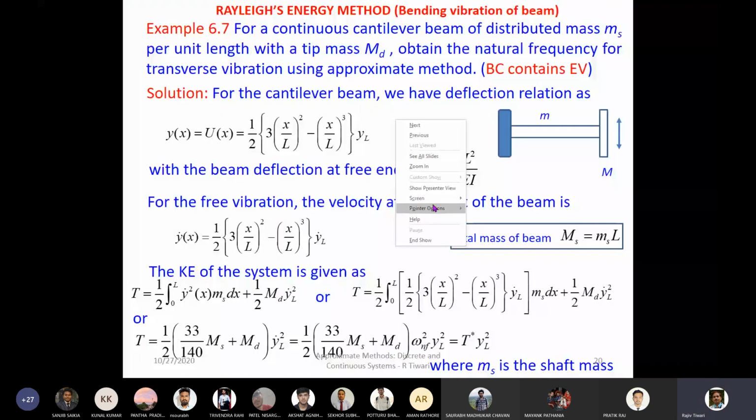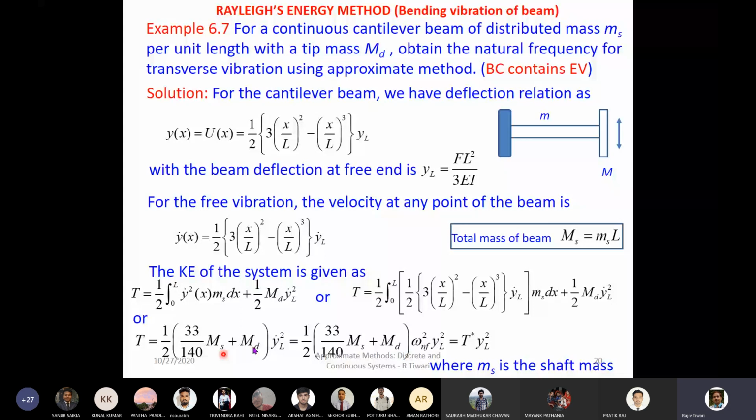This is the kinetic energy, because here we are considering the mass of the shaft. So this is the kinetic energy for that, and this is for the disk. Now we can substitute the velocity from this into this expression. We'll have this term, and then we need to integrate with respect to x and simplify. There is no change in the kinetic energy of the disk part. So we'll get something like 33 by 140 ms, where ms is the mass of the shaft and md is the mass of the disk.